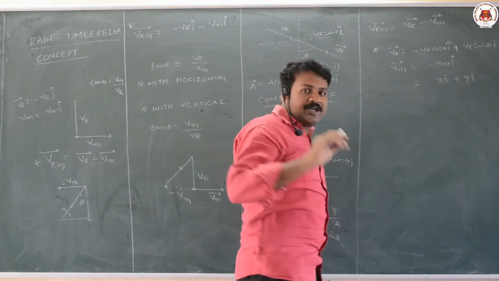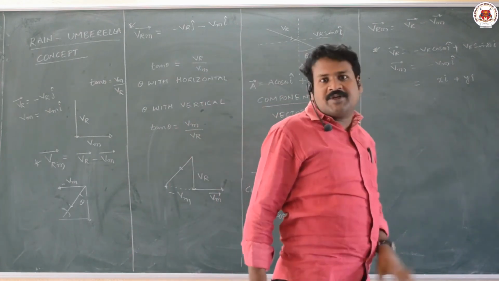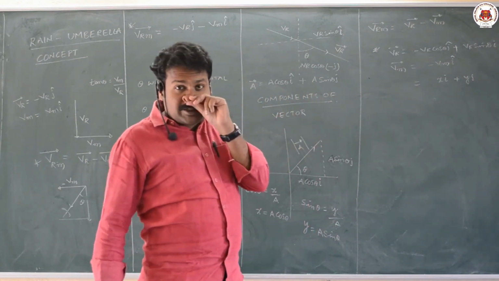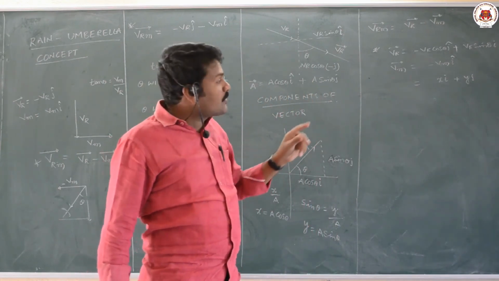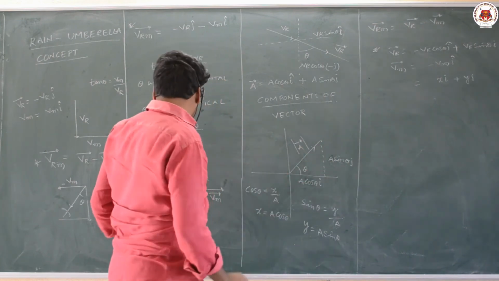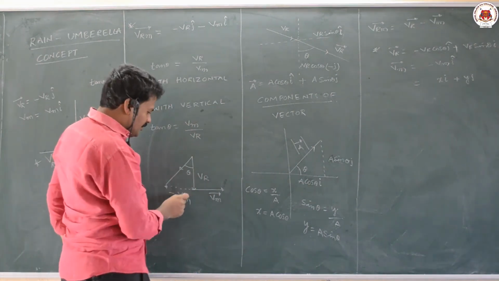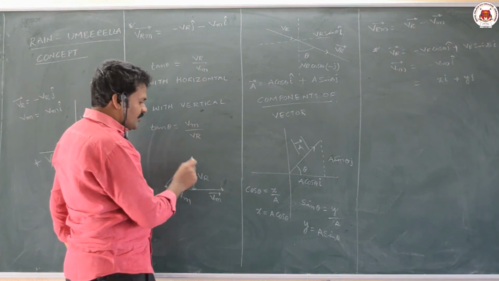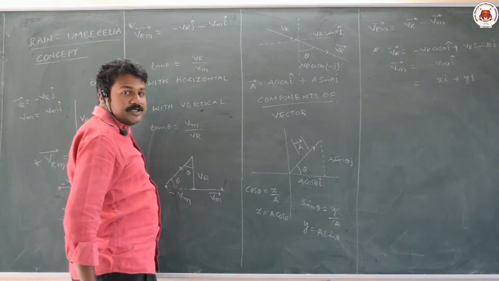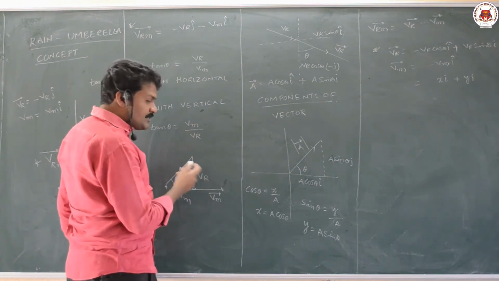Afterwards, if you want to know at what angle you have to hold the umbrella, tan theta is equal to x by y when you are taking with vertical. When you are taking with horizontal, tan theta is equal to y by x. Suppose this is theta, you are taking with vertical, this is the x component, x by y. Suppose if this is theta, y by x, opposite side by adjacent. So this is the condition.